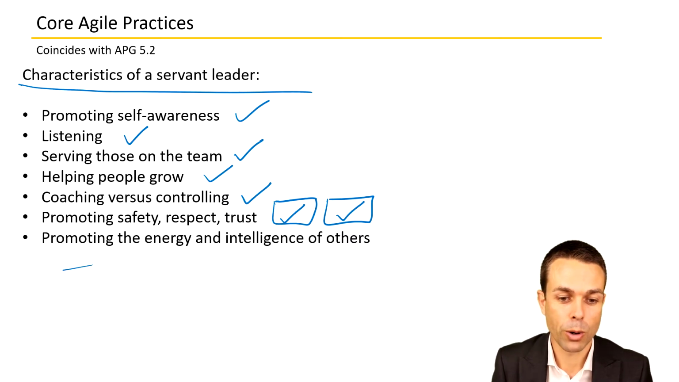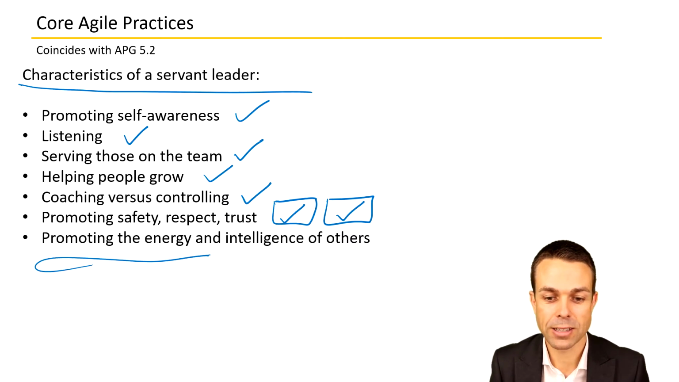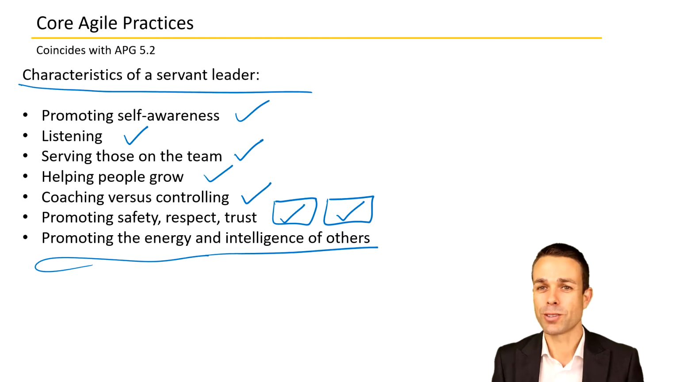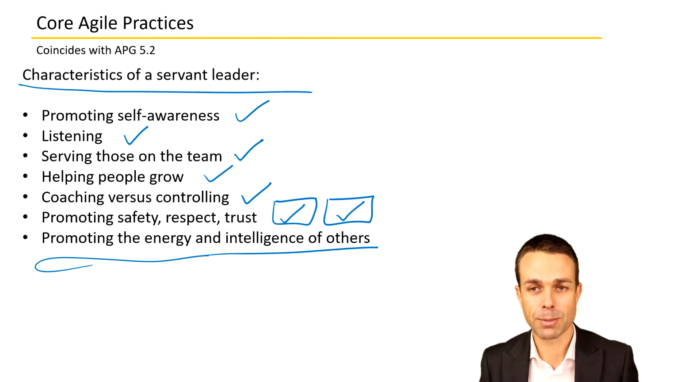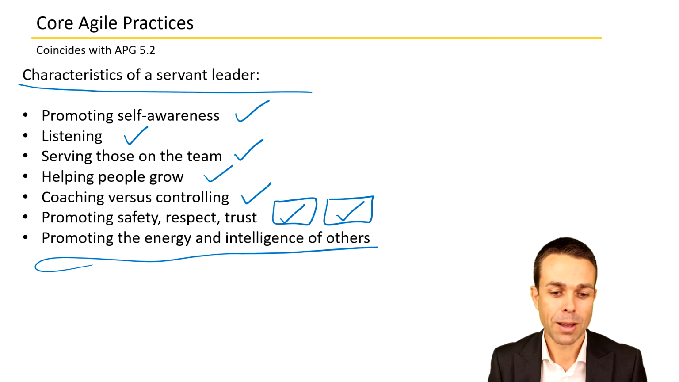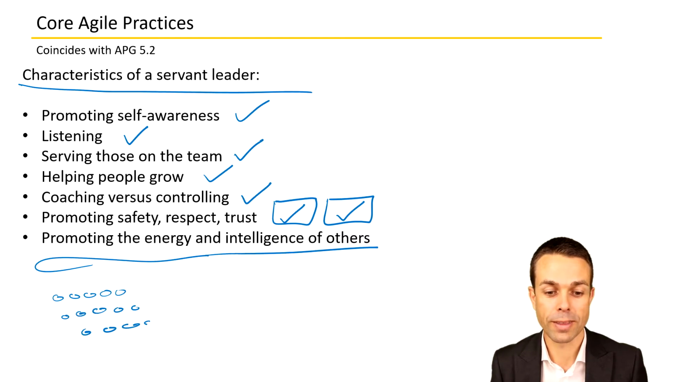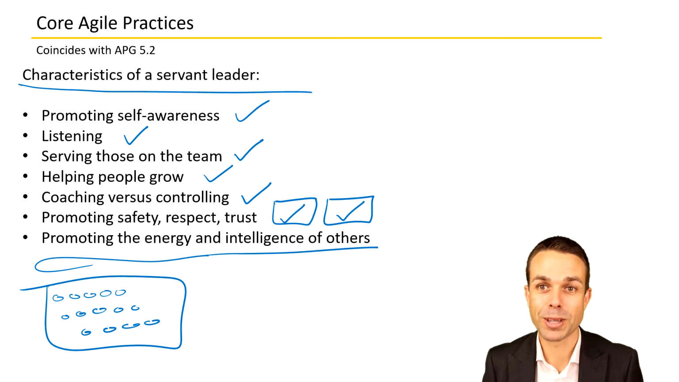And of course, we're promoting the energy and intelligence of others. So it's not a case where the team leader takes all of the credit for everything. Basically, the team leader will help grow the team so that they can then improve and take the credit for all of the great work that they are doing. And by growing the people, you get the results that you need.